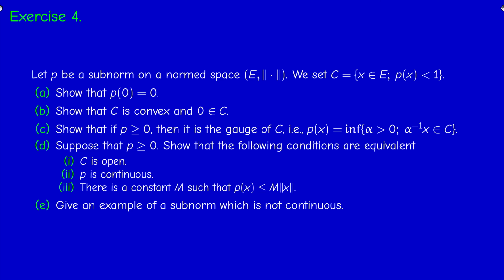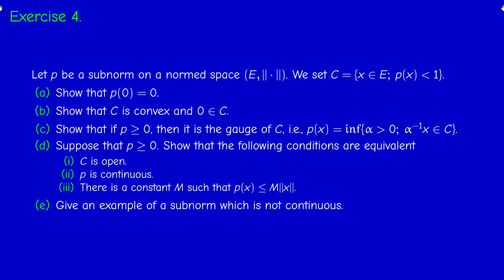Okay, so we consider a subnorm, which means that it's positively homogeneous and satisfies the triangle inequality, and we consider the set C of all elements of E whose image under P is strictly less than 1. So first question, we have to show that P of 0 is 0, and therefore homogeneity also continues to hold for lambda equals 0. Second question, we have to show that C is convex and 0 belongs to C. Third question, we have to show that if P is non-negative, then it's necessarily the Minkowski functional of C.